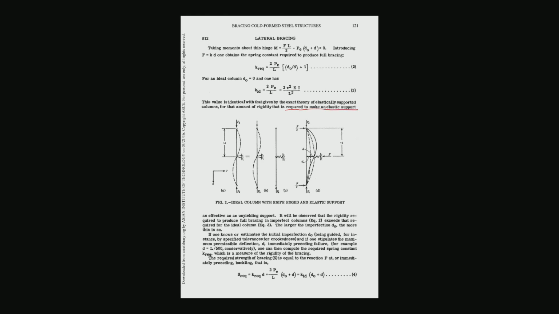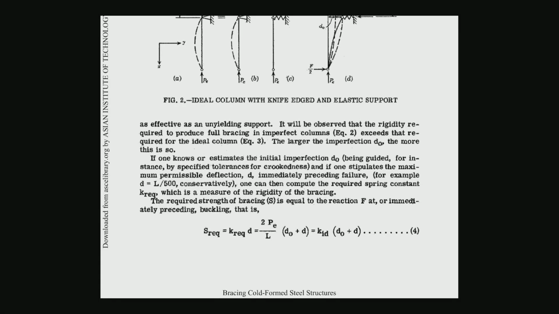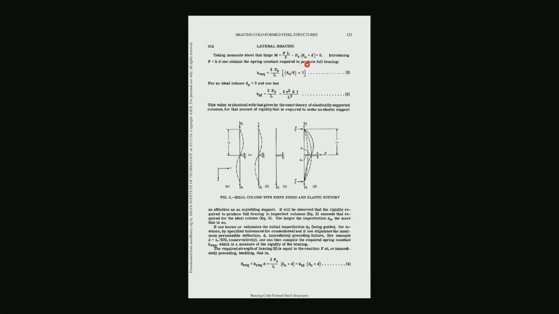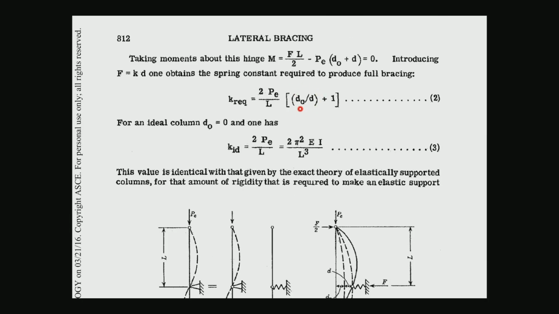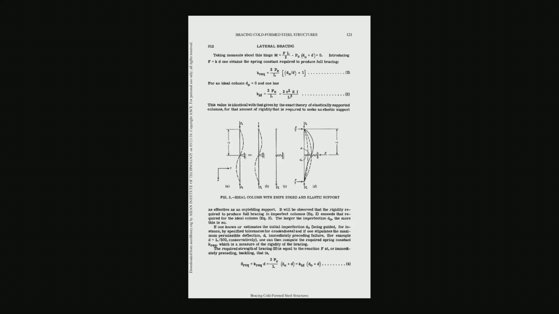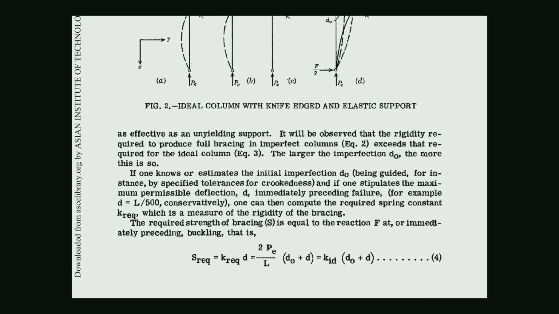Required to make elastic support as effective as unyielding support. It will be observed that the rigidity required to produce full bracing in an imperfect column exceeds that required for the ideal column. Of course, because this part here is non-zero, it is greater than 0, so you have 1 plus this part here. It turns out to be some number, but you don't know what number it is. That required for an ideal column. The larger the imperfection D naught, the more this is so.